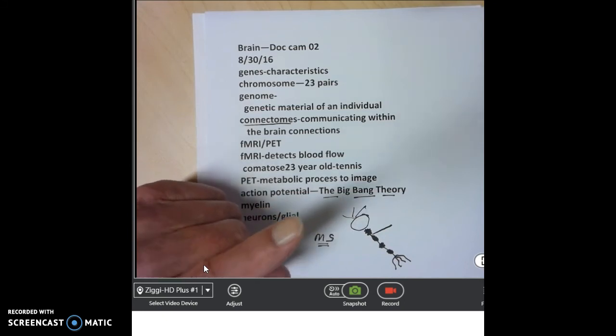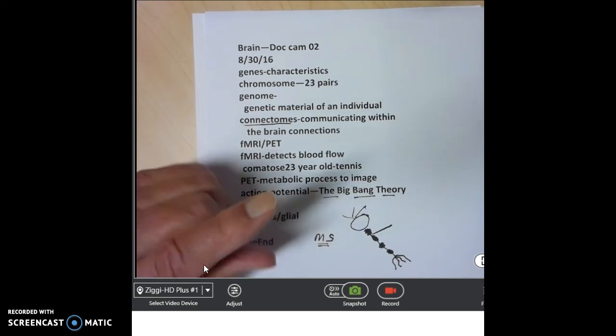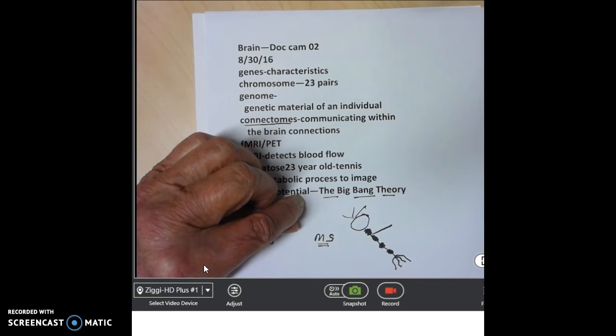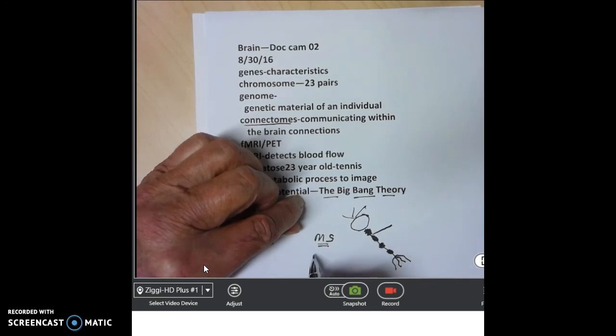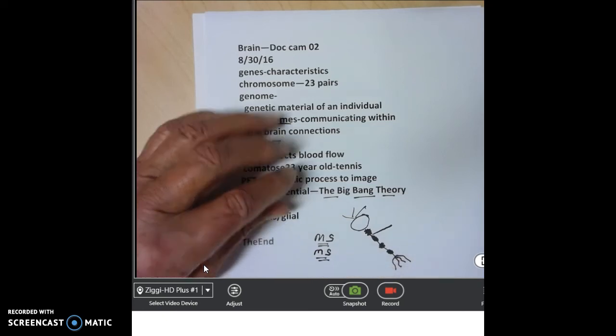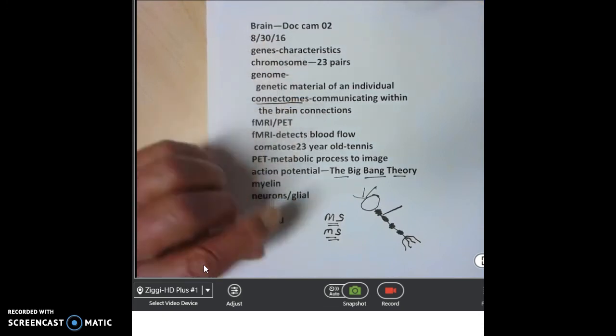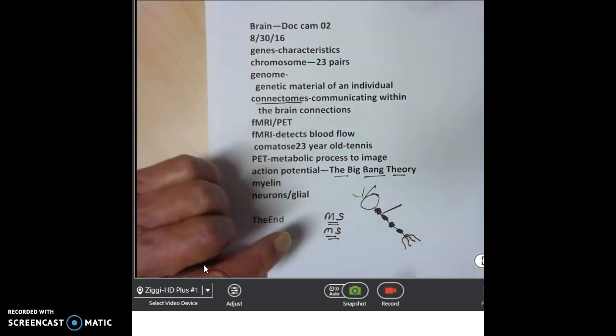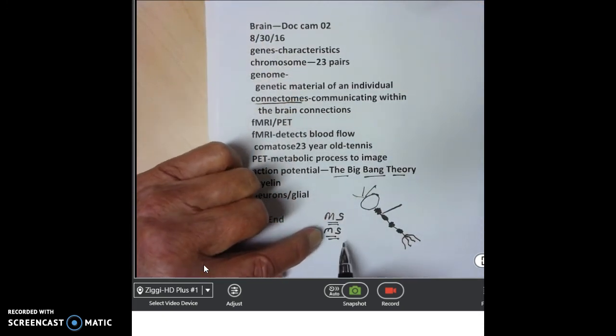Now here's the interesting point that I want to make: you've heard of multiple sclerosis. Both with the initials of MS. This here is myelin sheath. This here is multiple sclerosis.